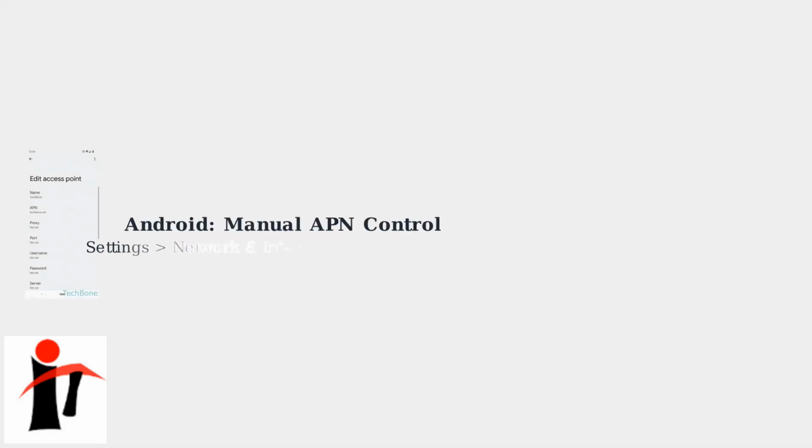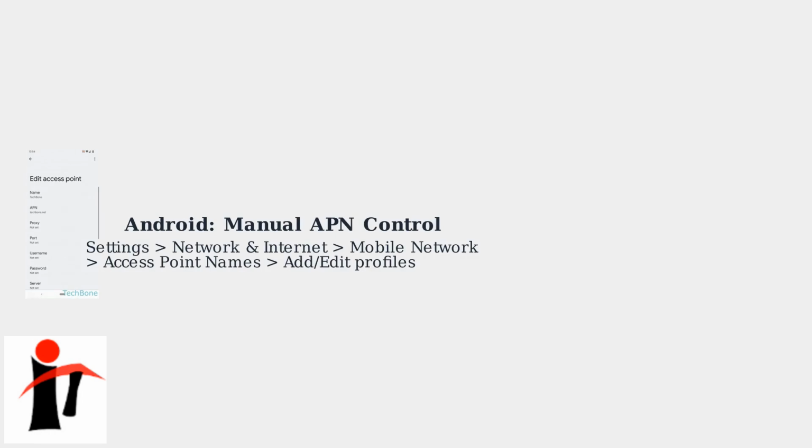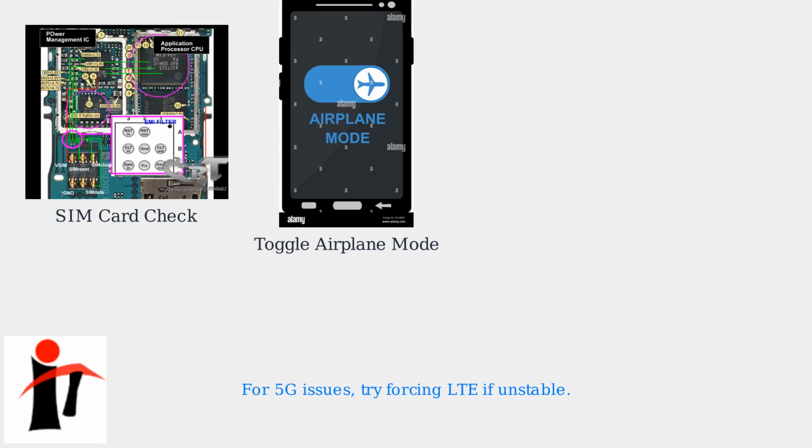Android users have more manual control via Settings, Network and Internet, Mobile Network, Access Point Names, where you can add or edit APN profiles. Also ensure your SIM card is properly seated. Toggling airplane mode on and off can help. For 5G issues, try forcing LTE if 5G is unstable.